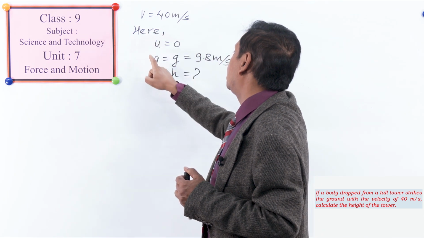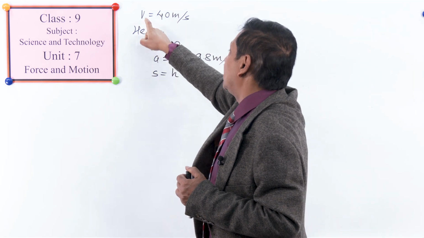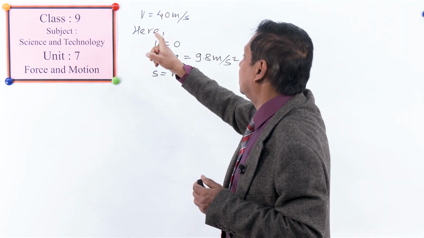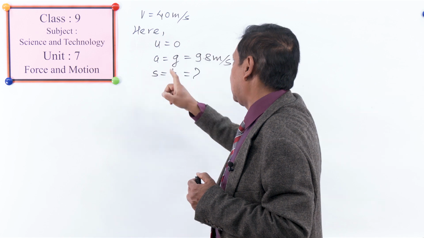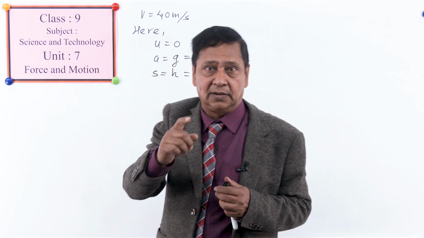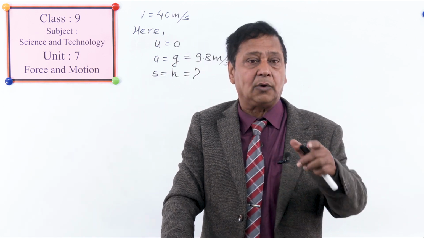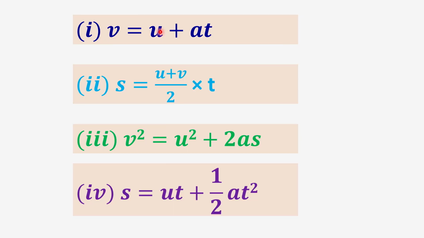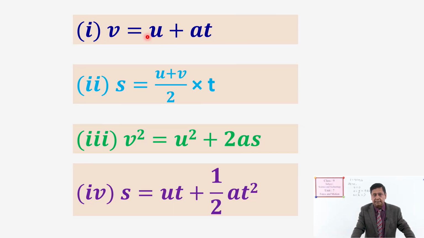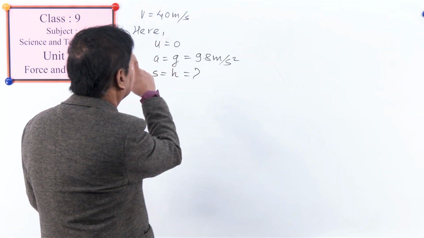Now, v, u, a, s, in which equation these physical quantities are present, v, u, a, s, we are going to select that. Out of these four equations, let's see first, v, u, a, s is missing, v, u, a is missing, v, u, a, s. Yes, this is our equation which we are going to use. But in the fourth one, v is missing. That's why the third equation we are going to use to solve this numerical problem.